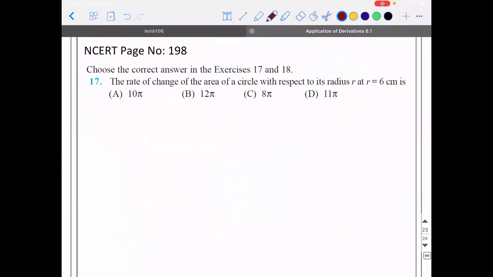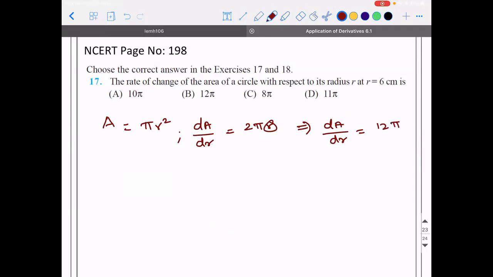The rate of change of area of a circle with respect to its radius at r is equal to 6 centimeter. So area of circle is pi r square. dA divided by dr is equal to 2 pi r, which implies dA by dr is equal to, in the place of r you will put 6, it is going to be 12 pi centimeter square per centimeter. So 12 pi is the answer. It's a simple problem, right?